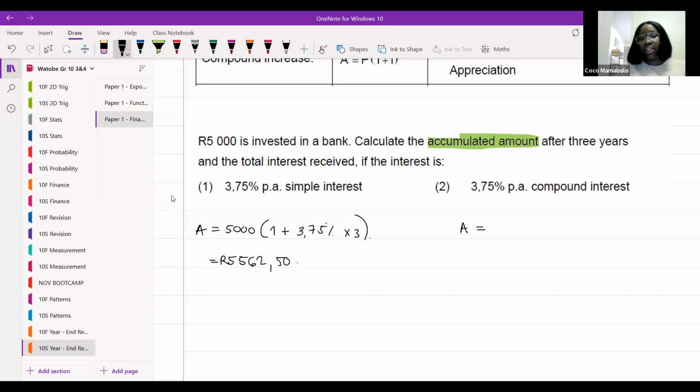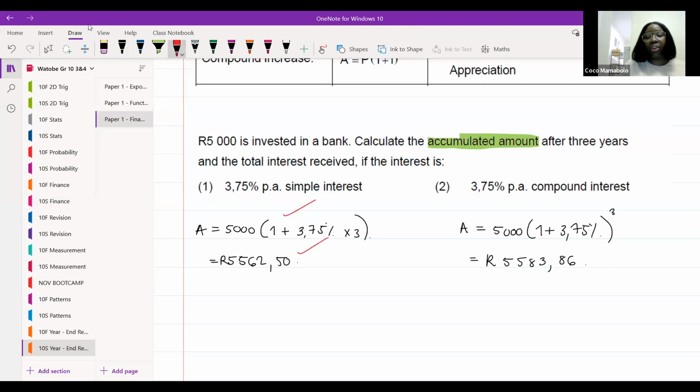All right, same over here. We're going to have A is equal to 5,000, open brackets, 1 plus 3.75% to the power of 3. Okay, and the answer we get there is 5,583.86. Okay, 1 mark for using the correct formula, 1 mark there, 1 mark there. Give me your mark out of 4 in the chat for me, please.